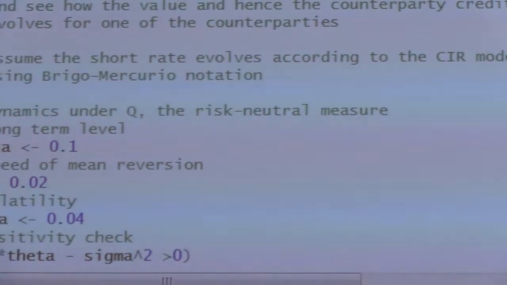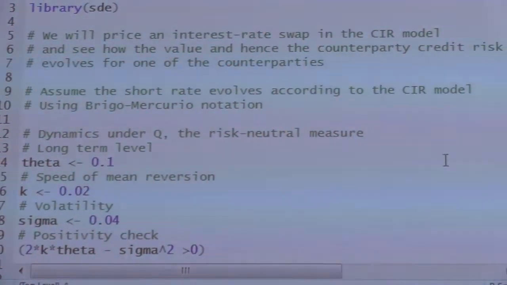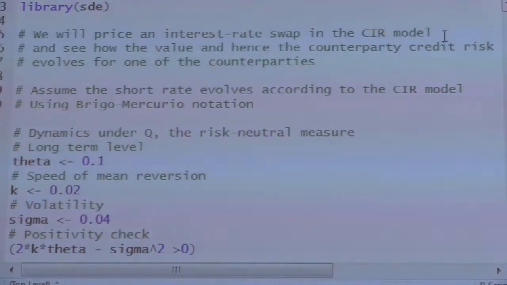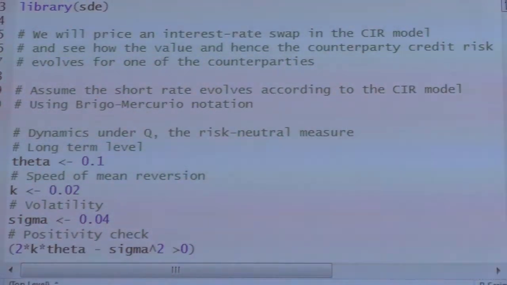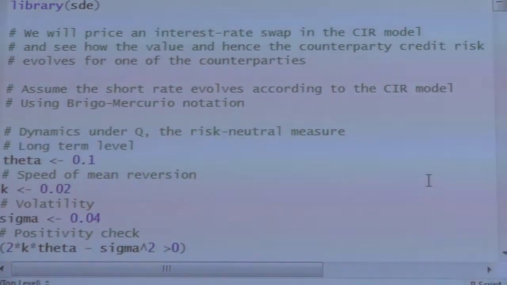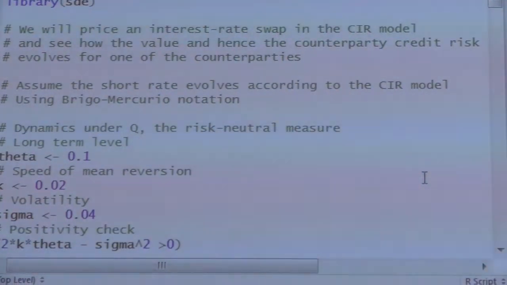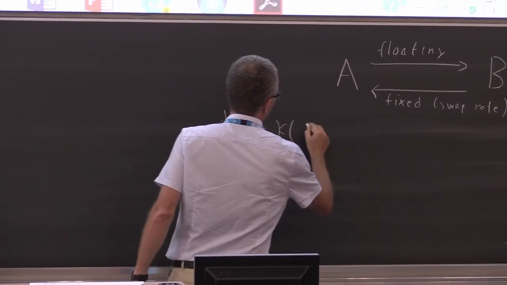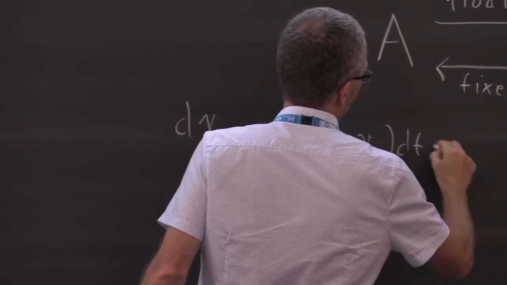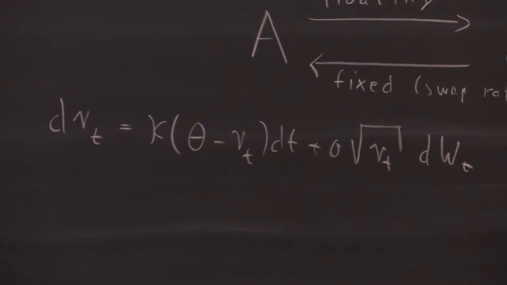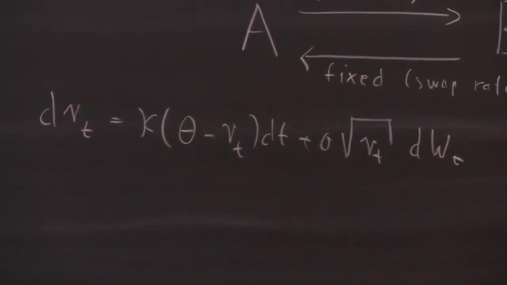So we will price an interest rate swap in the CIR model. So we assume that the short rate of interest follows the Cox-Ingersoll-Ross model, exactly the same as we've just seen in credit risk. And we will see how the value and the counterparty credit risk evolve for the counterparties depending on the realization of the interest rates. Good. This also uses this STE library Alex mentioned yesterday, which you can use to simulate paths. We consider a Cox-Ingersoll-Ross model. You can just write this down here: dR_t = kappa (theta - R_t) dt + sigma sqrt(R_t) dW_t. Good, that's what's done here.